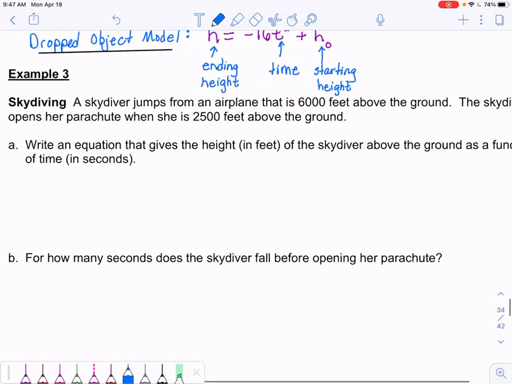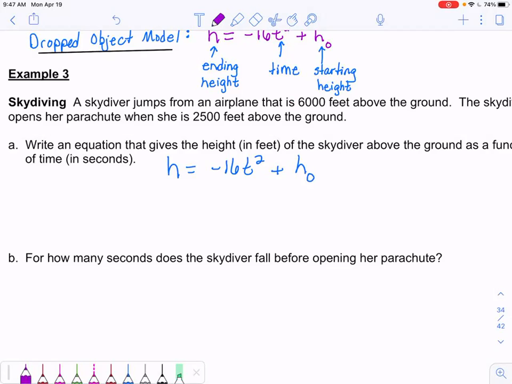But anyway, we want to write an equation that gives the height of the skydiver above the ground as a function of time in seconds. So we're going to use the equation h equals negative 16t squared plus h sub 0. So the first goal is for us just to plug in numbers for this equation. Write an equation that gives the height of the skydiver above the ground.